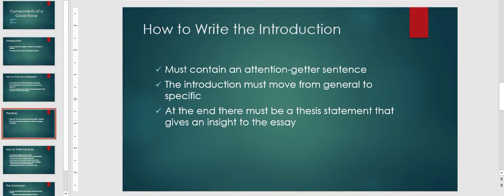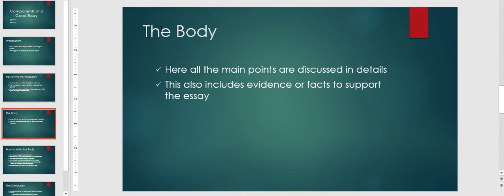Now let's move to the body. How should your body look like? Now you see at the body, this is where all the main points are discussed in details. It is also at the body that you must include evidence and facts to support your essay. Remember, if you have an essay without facts and without giving evidence, then you'll be making noise. You must convince the reader that what you're saying is supportable by facts and evidence.